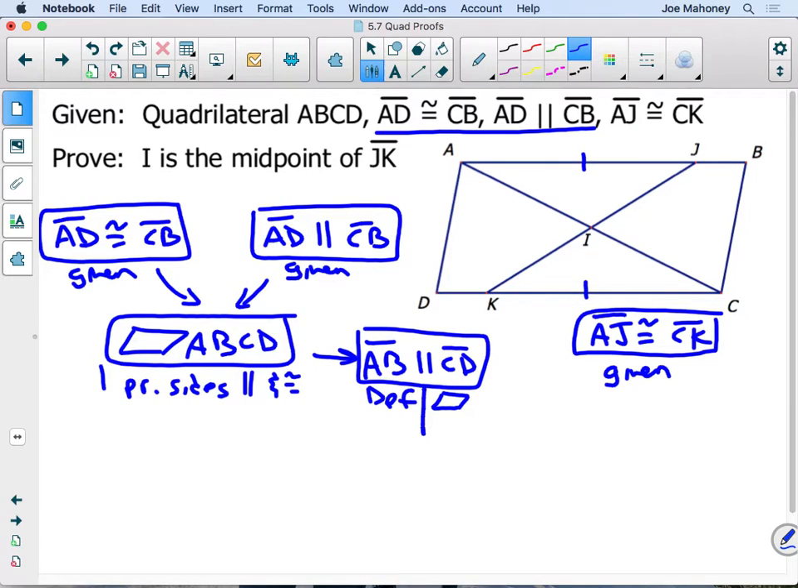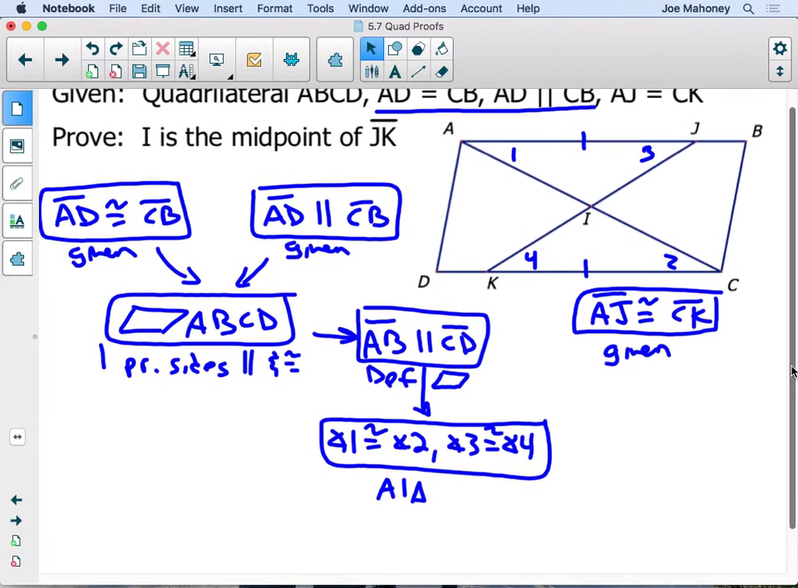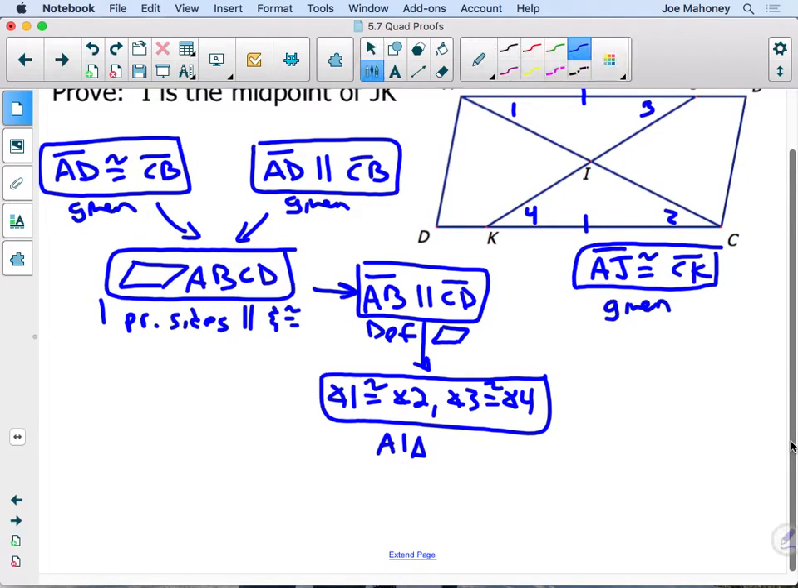And then from here, let's be lazy. Let's call that angle 1 and angle 2 and angle 3 and angle 4. And let's say that angle 1 is congruent to angle 2, angle 3 congruent to angle 4. Probably in class, I would break this up into two different things. But I think you know what you're doing.